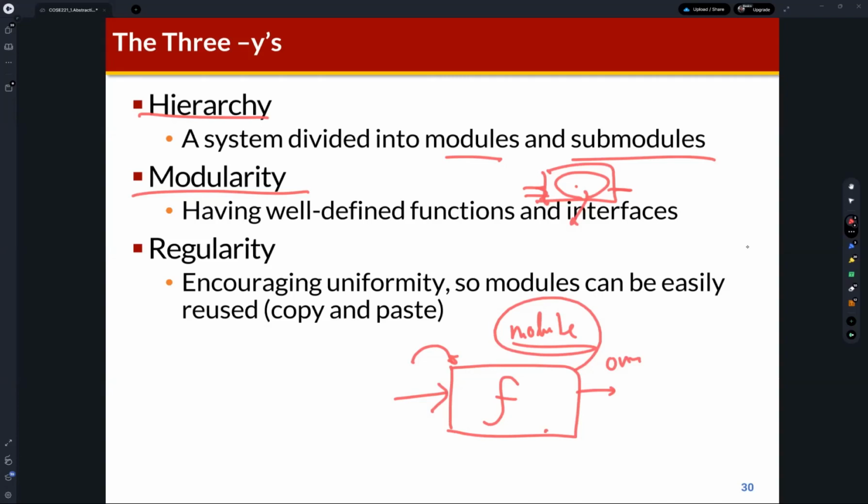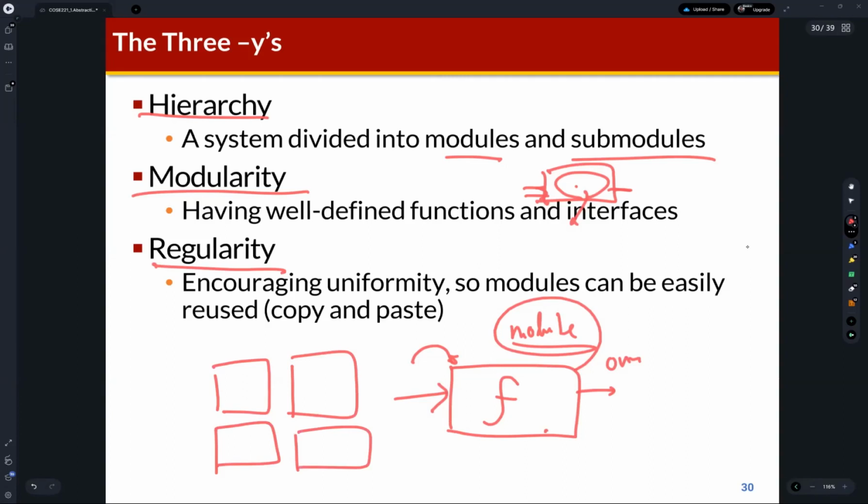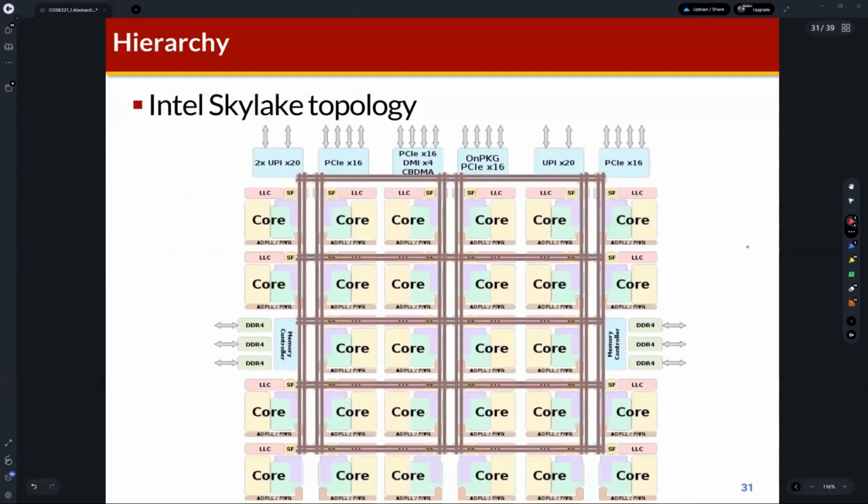And then regularity. Regularity means that each module in a digital system can follow certain unified policies. And we can also use the same modules to build a complex digital system. For example, we can copy and paste our design module to build a very complex system. So I will show an example.